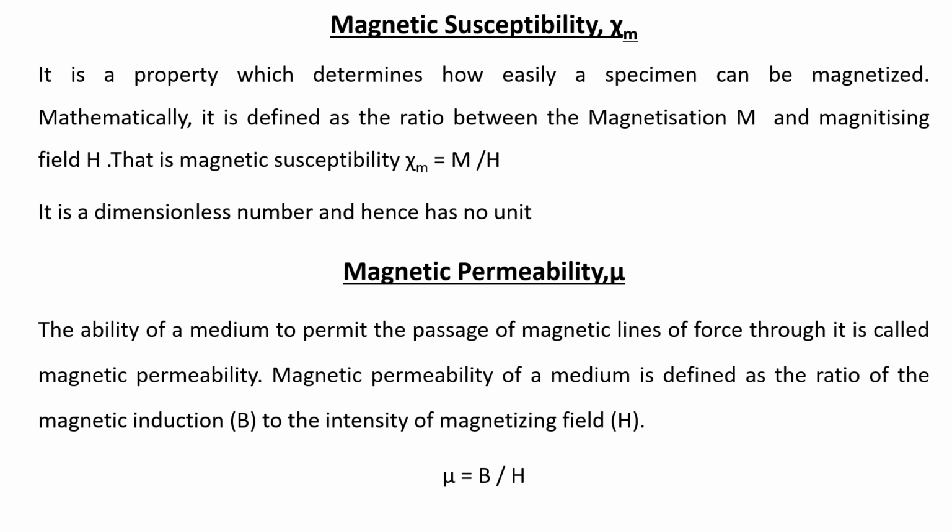Next is the magnetic permeability, represented by mu. Magnetic permeability means the ability of a material or a medium to permit the passage of magnetic lines of force through it. This magnetic permeability of a medium can be represented as the ratio of the magnetic induction vector B to the magnetic field intensity vector H. That is, mu is equal to B divided by H.